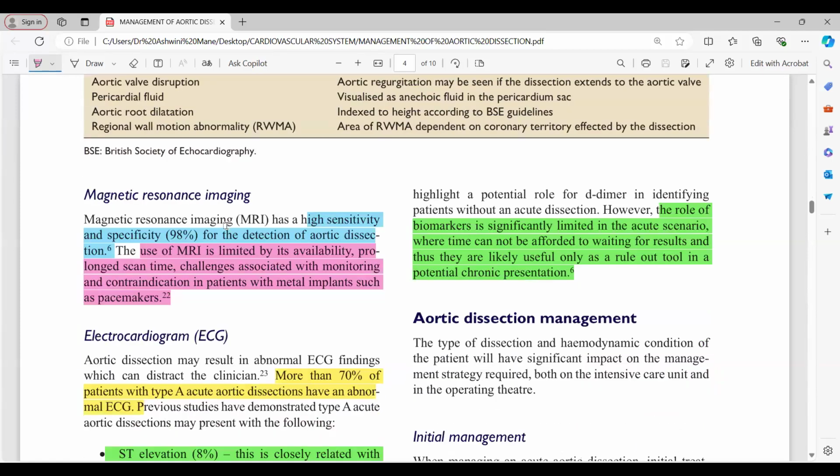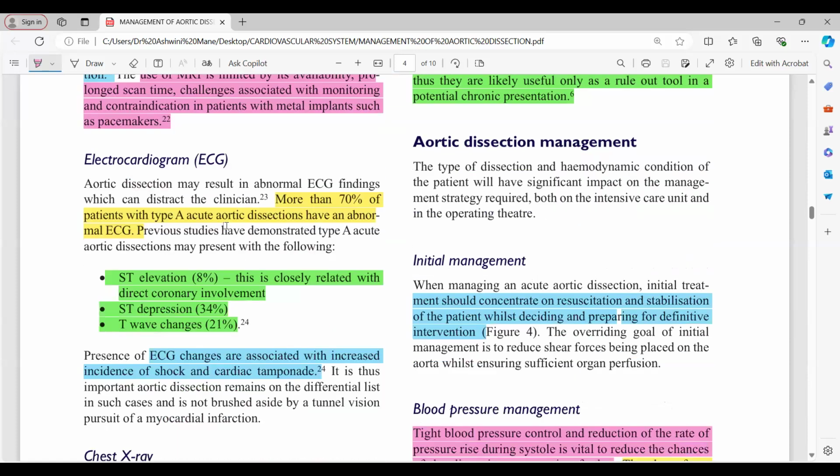Now regarding magnetic resonance imaging, it has a high sensitivity and specificity for detection of aortic dissection. The use of MRI is limited by its availability, prolonged scan time, challenges associated with monitoring, and contraindication in patients with metal implants such as a pacemaker.